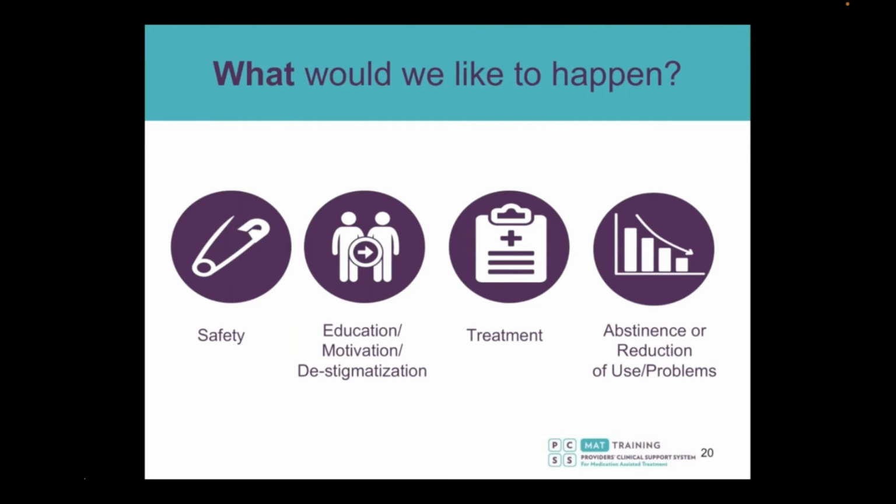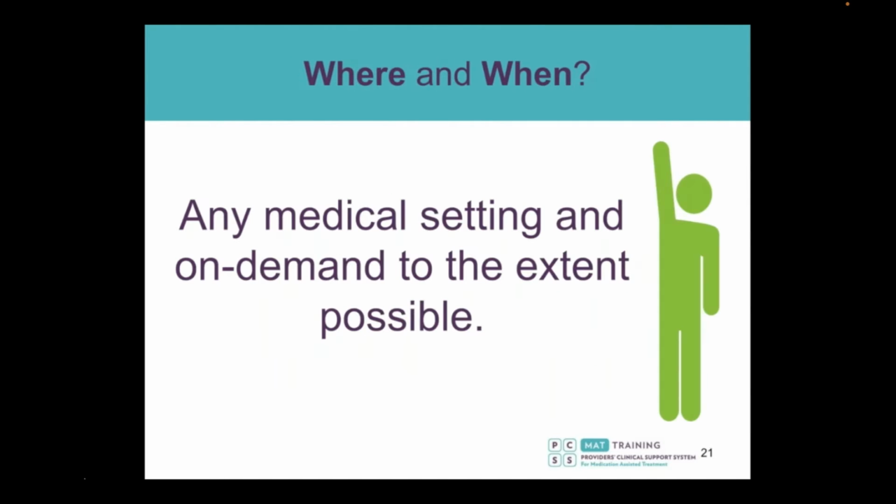We would also like for them to receive the treatment, the full complement of the treatment components that I will go over with you, and ultimately for them to achieve abstinence from all illicit opioids. And along the way, a reduction of use and problems associated. So while abstinence is the ultimate goal, it may come quicker for some than for others. Our patience and tolerance of first reduction of use and problems associated with it will ultimately help the person get to abstinence. So where and when can you do SMM? Well, any medical setting and on demand to the extent possible.